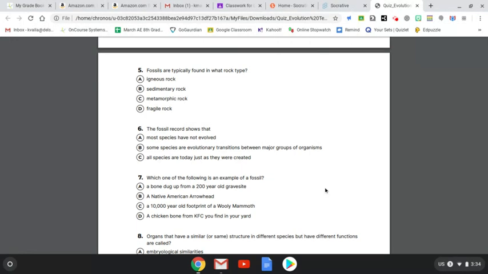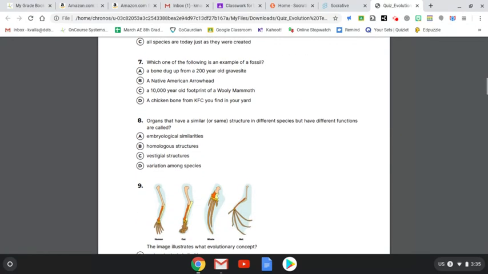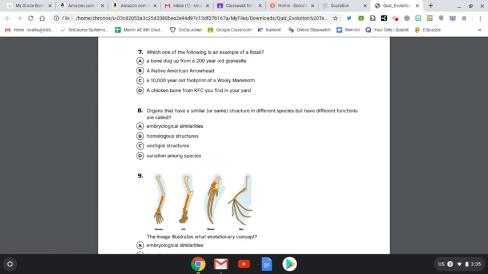Number 6, the fossil record shows that A, most species have not evolved, B, some species are evolutionary transitions between major groups of organisms, or C, all species are today just as they were created. Number 7, which of the following is an example of a fossil? Is it A, a bone dug up from a 200-year-old gravesite, B, a Native American arrowhead, C, a 10,000-year-old footprint of a woolly mammoth, or D, a chicken bone from KFC you find in your yard?